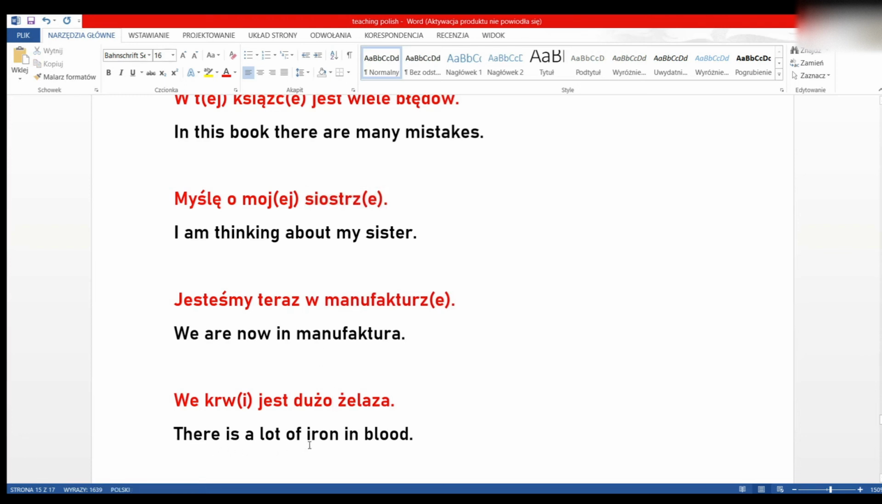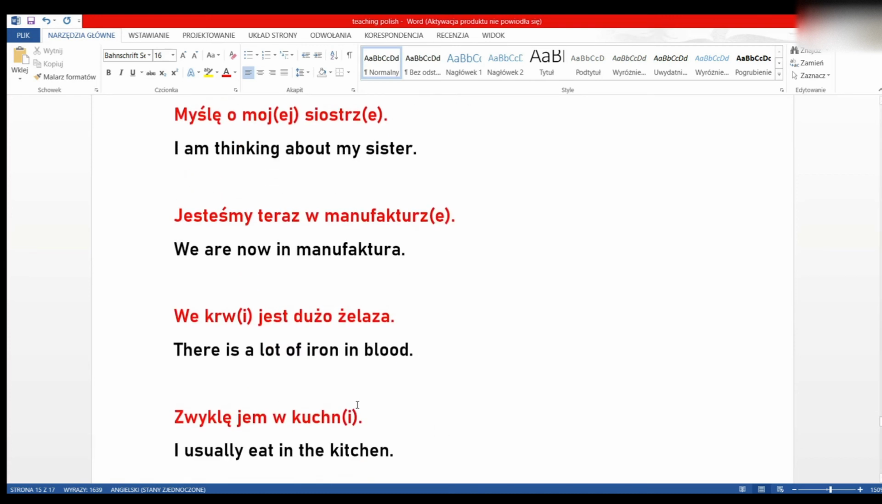There's a lot of iron in blood. W krwi jest dużo żelaza. Żelaza means iron. Okay, so krew simply becomes krwi, because we need to add e at the ending. I usually eat in the kitchen. Zwykle, usually. Jem w kuchni.